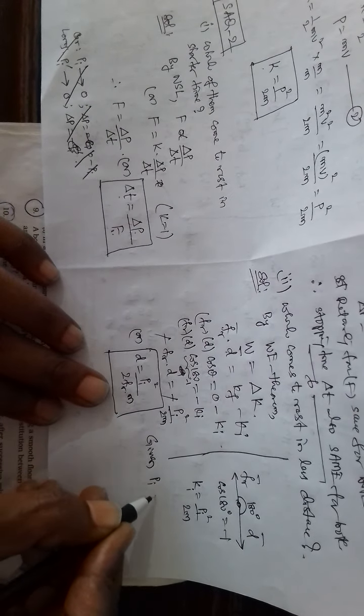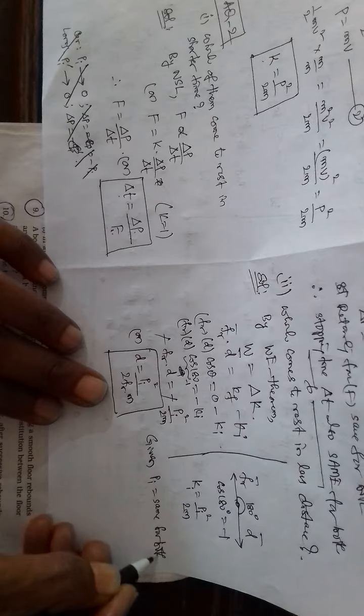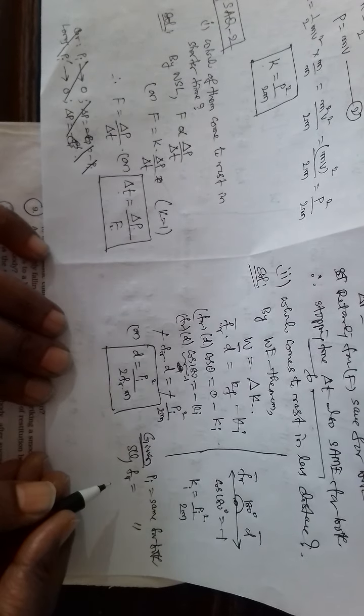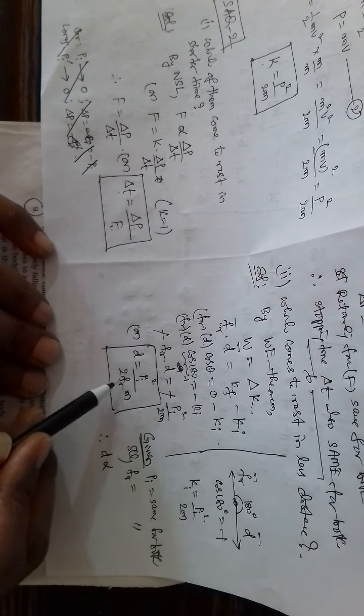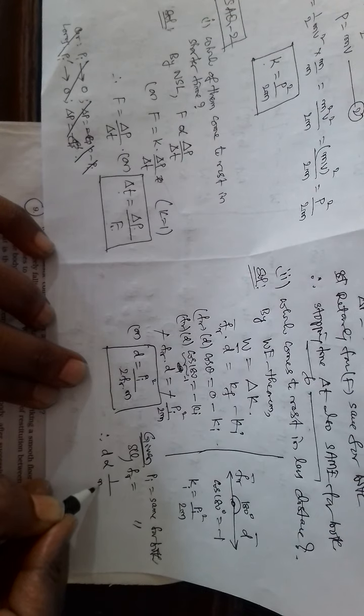So here, let us write what is given. p is the same for both. Similarly, F, that is the retarding force, is the same for both. Therefore d is inversely proportional to m, since the rest is the same. So m is remaining, so d is inversely proportional to m.